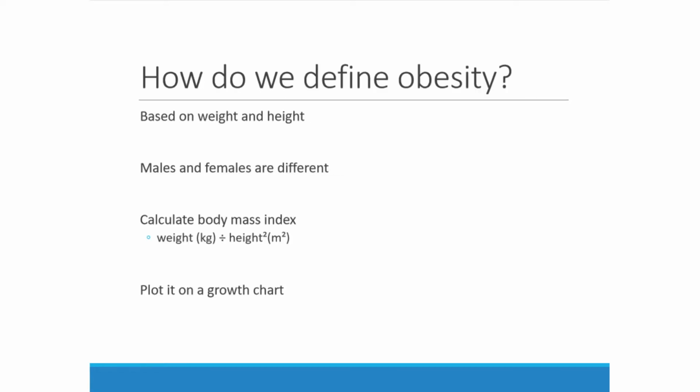So just so everyone knows, because not all of us necessarily take care of children, how do we do this? We base it on weight and height, and males and females are different, so that's also very important. And what we do is we calculate the body mass index. So it's weight in kilograms divided by the height squared, and you plot it on a growth chart.